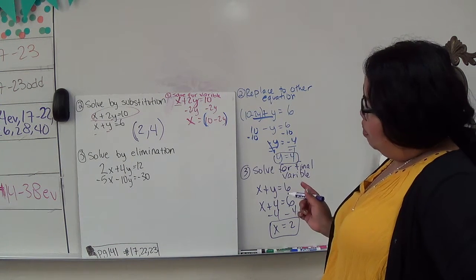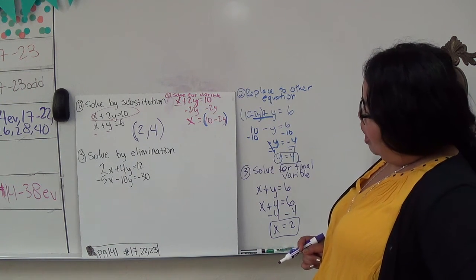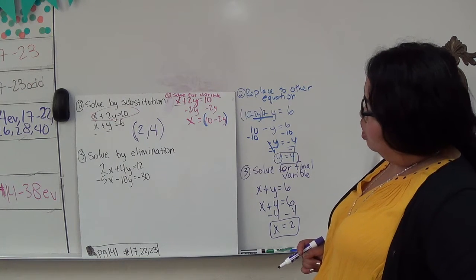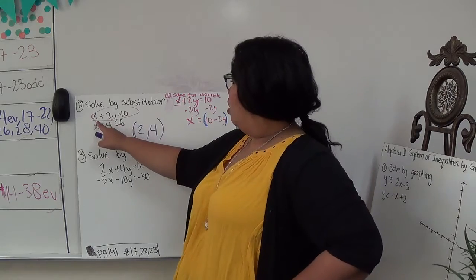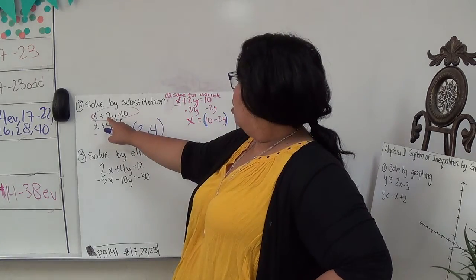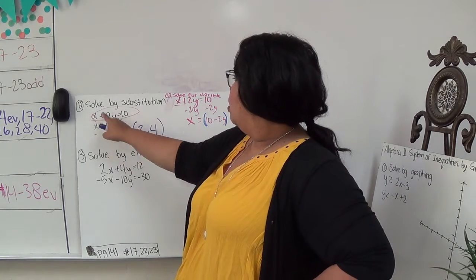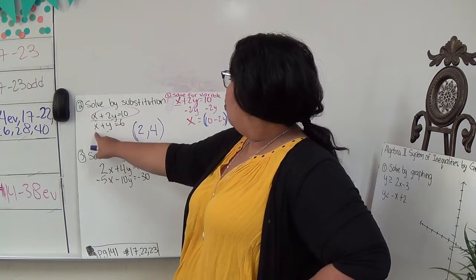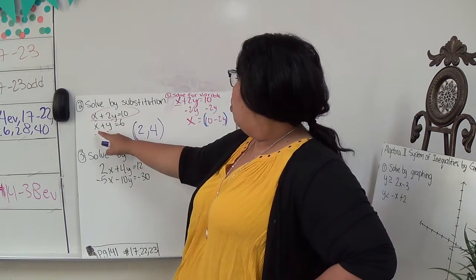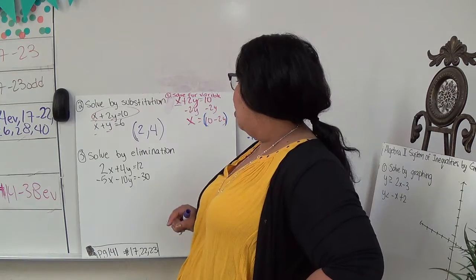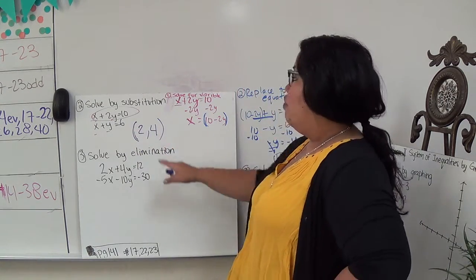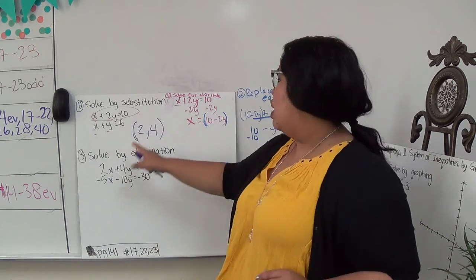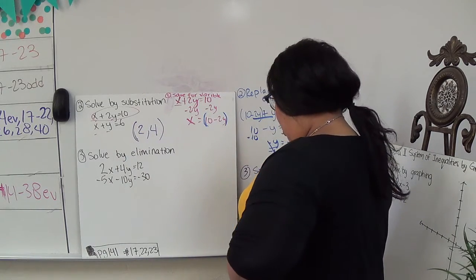Right? So that means if I plug in 2 comma 4 for my x and my y, they should solve true. So if I put 2 in for x and 4 in for y, so that's 4, 8 plus 2 is 10, done. 2 in for x, 4 in for y, 2 plus 4 equals 6, done. And if I graph these two, they would intersect at 2, 4. Okay?